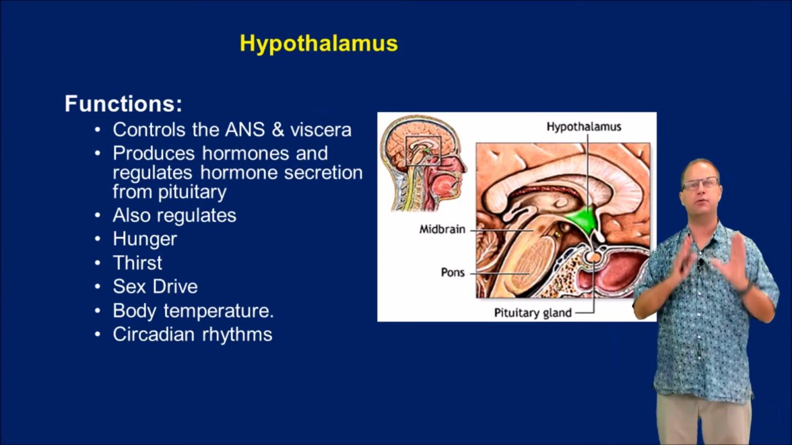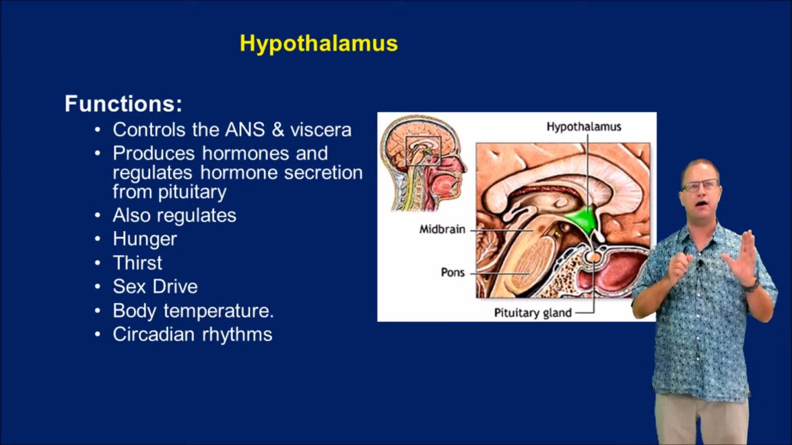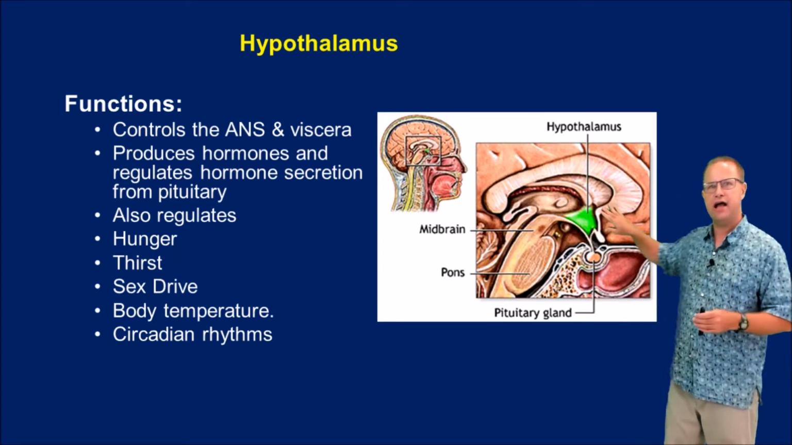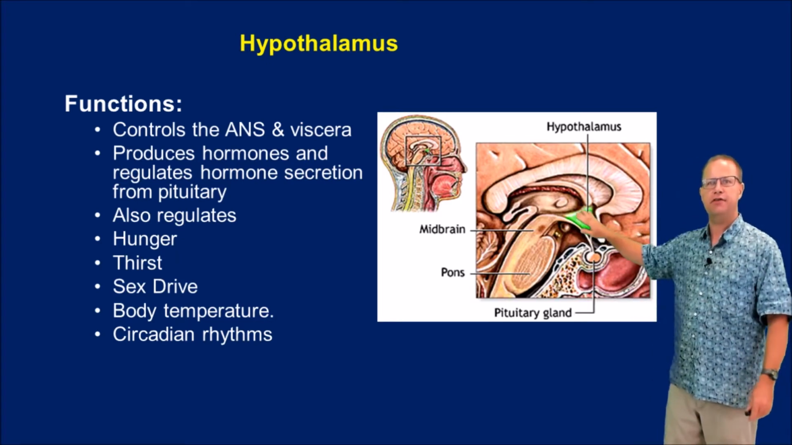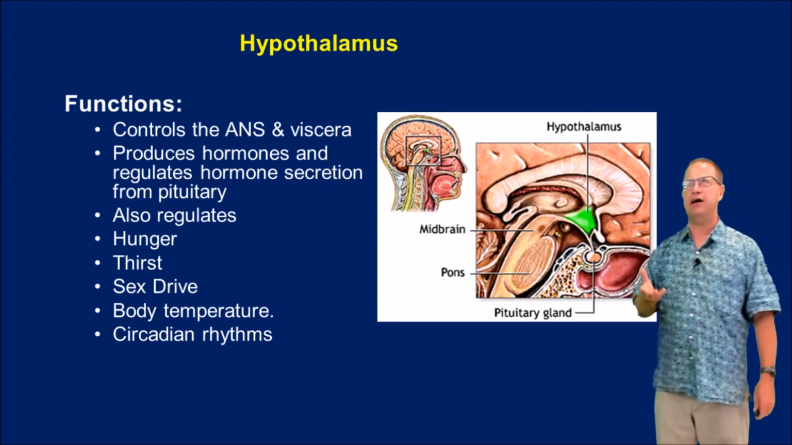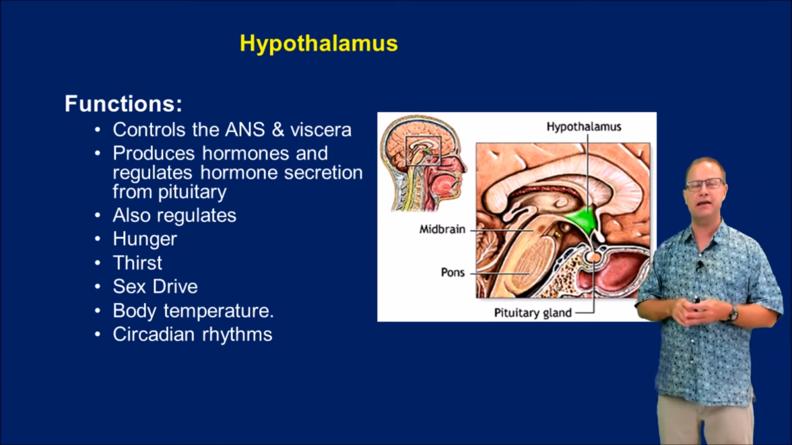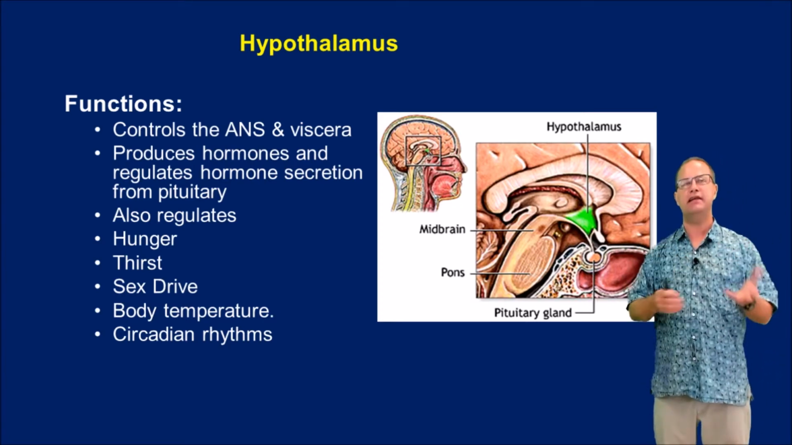Okay, our next brain region is something called the hypothalamus. Now, the word part hypo means below, so the hypothalamus right here is just below the thalamus. And even though the hypothalamus doesn't look like a very impressive region of the brain, it's very important. It has so many different body functions.